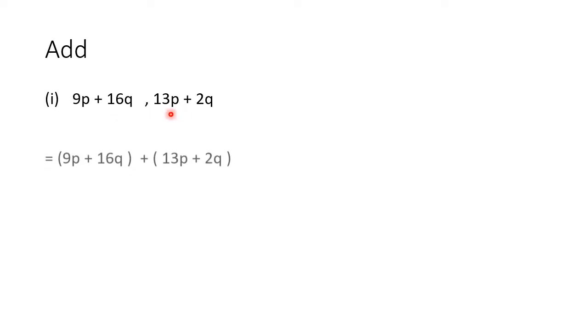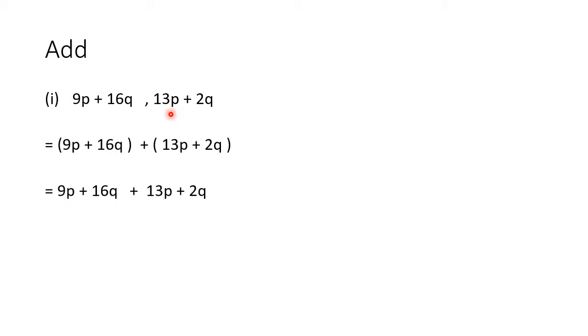Okay, so for example, if you see there are two expressions given here. There are two algebraic expressions. The first one is 9p plus 16q, and the other one, as you can see, a comma is there, which means that there is another expression which is 13p plus 2q. Now whenever we are adding two expressions, put them in a bracket first. Okay, and then in the next step remove those brackets.